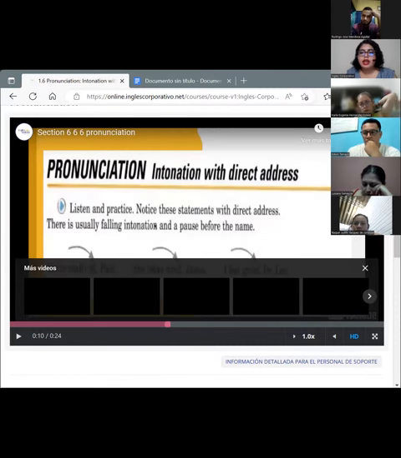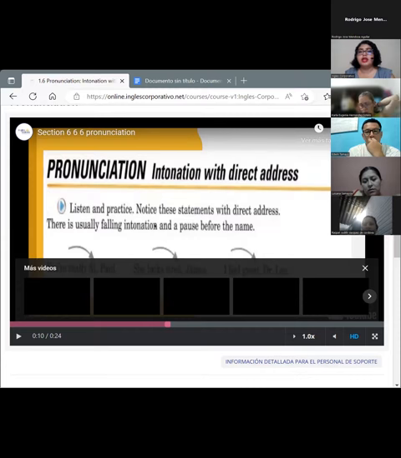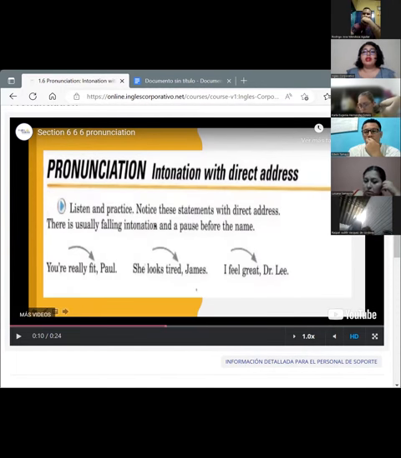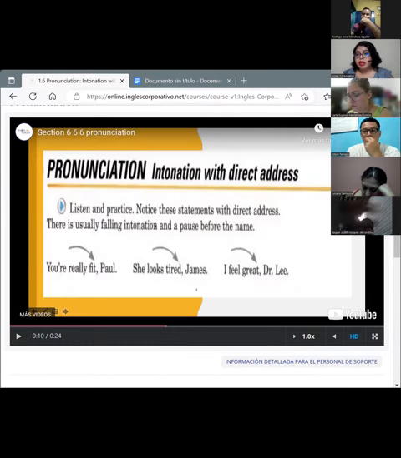Okay, in this case, we have a short explanation related to this information that we have here. It's kind of confusing because maybe you can think, but what is the use? What is the meaning of this information? So in this case, it says, in these statements with a direct address, there is usually falling intonation and a pause before the name. En este caso, la entonación, ¿verdad? Cae, no es una entonación que sube, sino que es una entonación que cae, hace una pausa antes de un nombre. Así como lo vemos ahí.